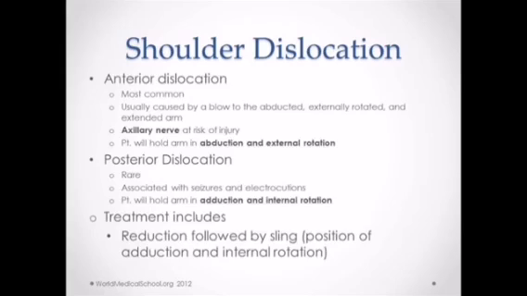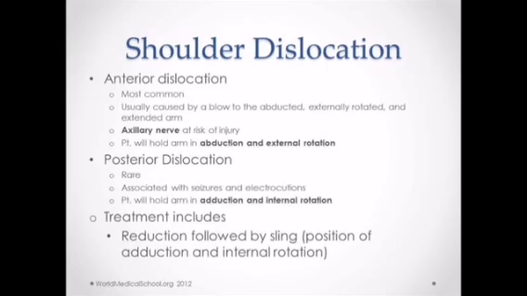Patients will typically present with their arm held in abduction and external rotation. This is important to distinguish from a posterior dislocation, where the patient's arm will be held in adduction with internal rotation. Posterior dislocations tend to be much more rare and can be associated with seizures or electrocutions.